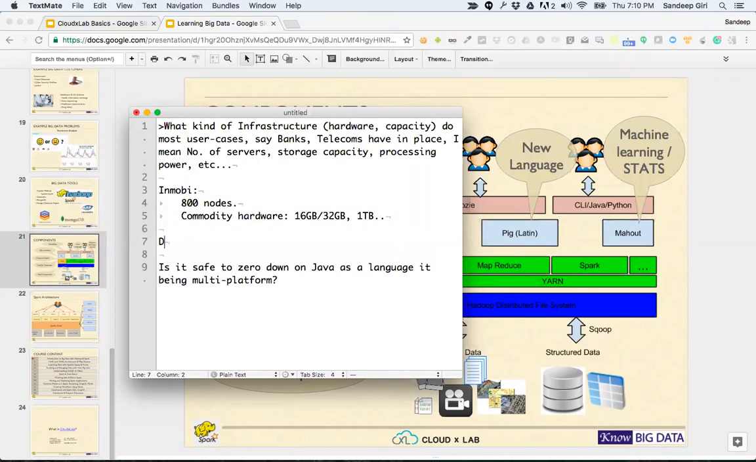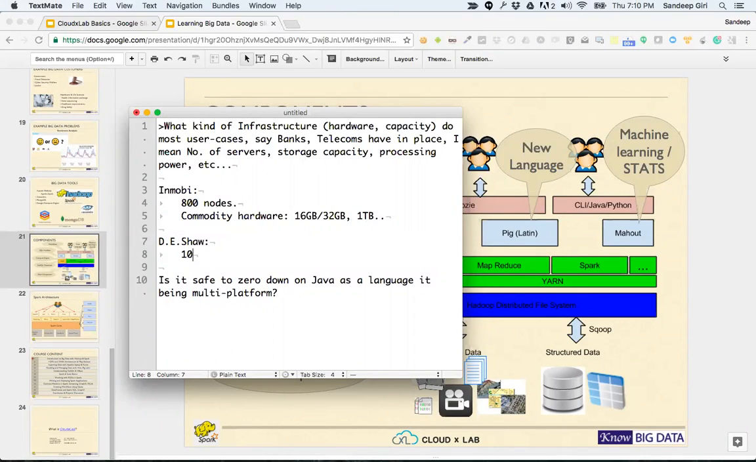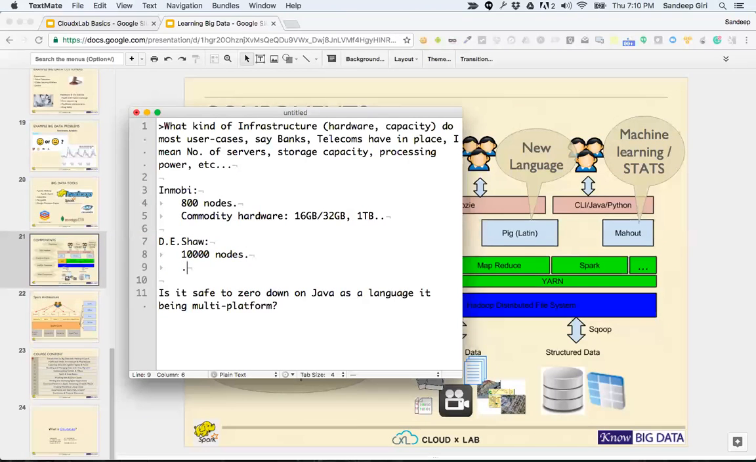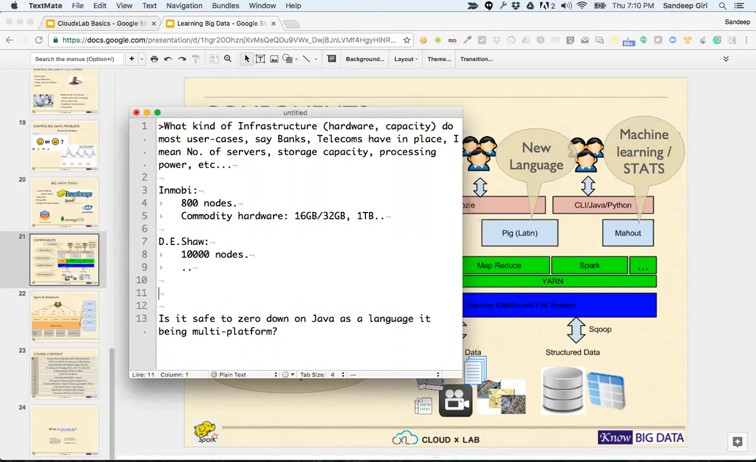And at DShaw, we had 10,000 nodes. Now, coming back to banks and telecoms, I believe that they'll be having more than a 100-node cluster.